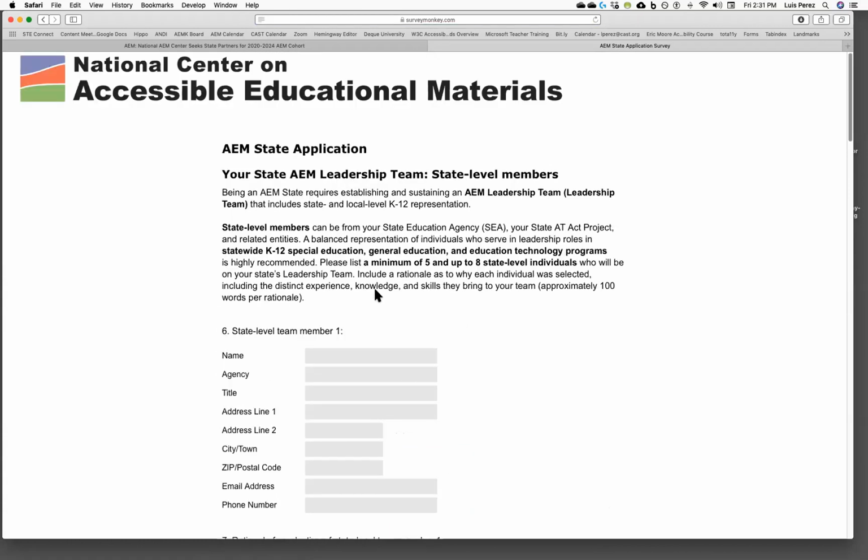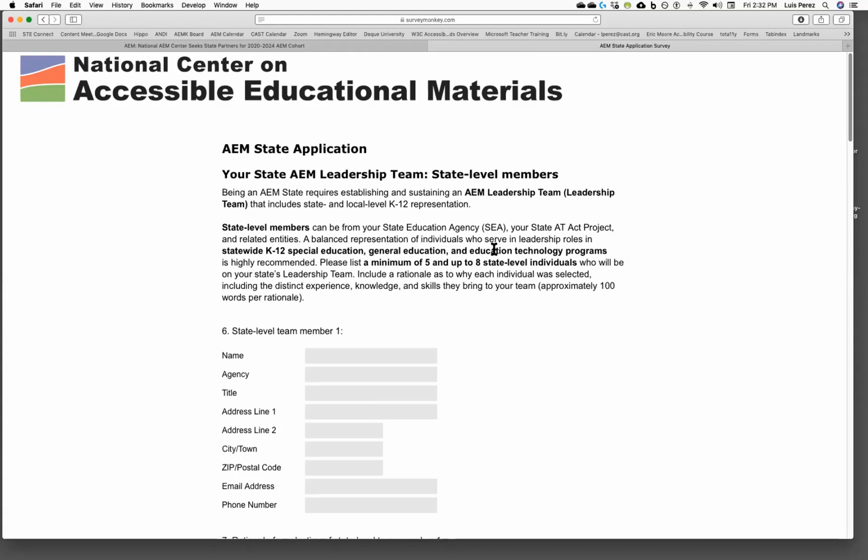And then we get into, for instance, the state level members. At each page, there is an explanation at the top. That explains what's involved with a leadership team, who should be part of it, and what's involved with the collaborative that's going to be created at the state level. So this provides you with that basic information at the top.